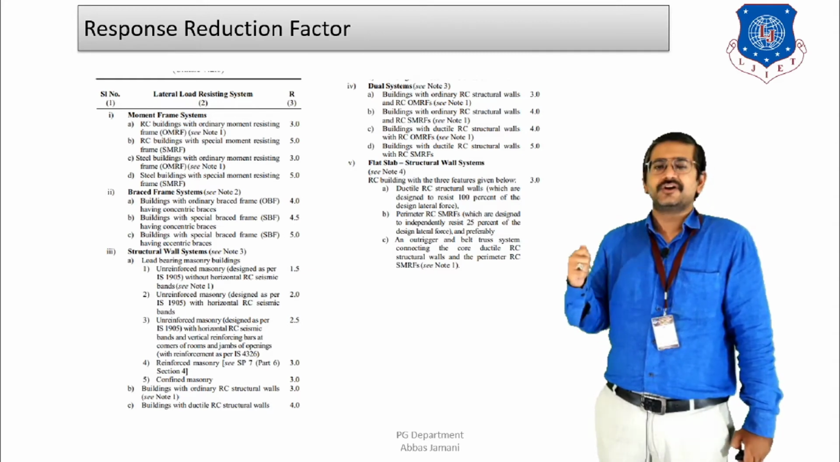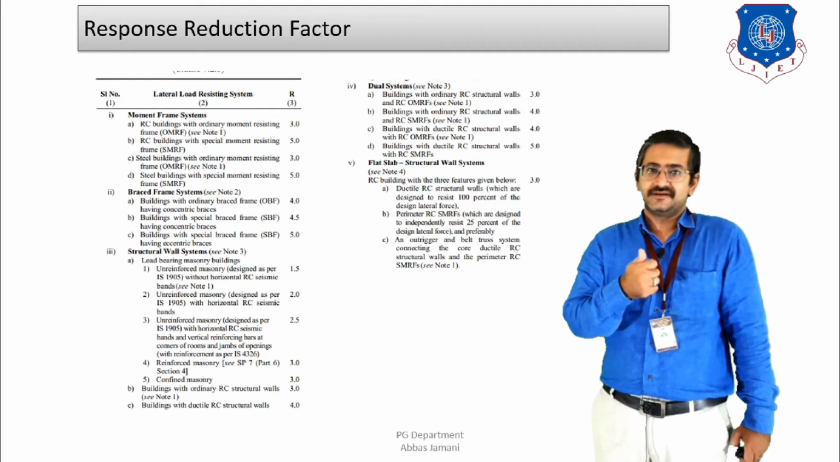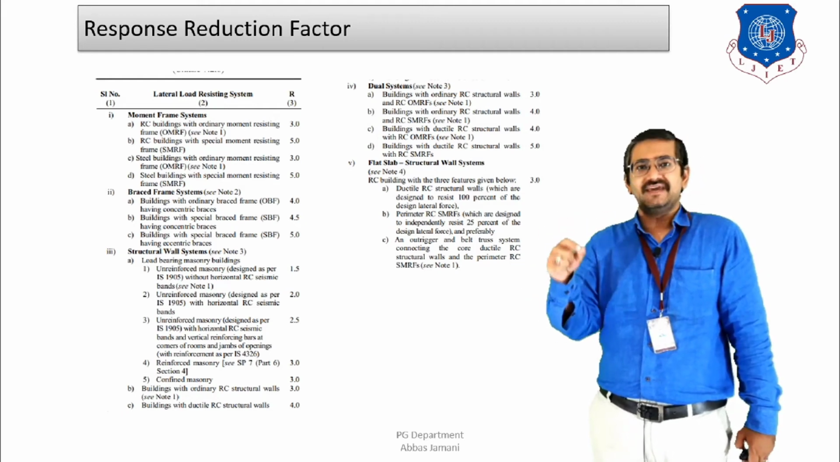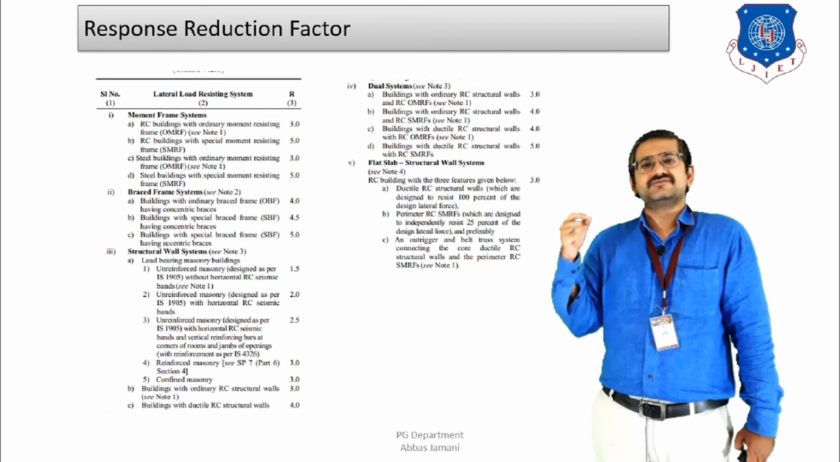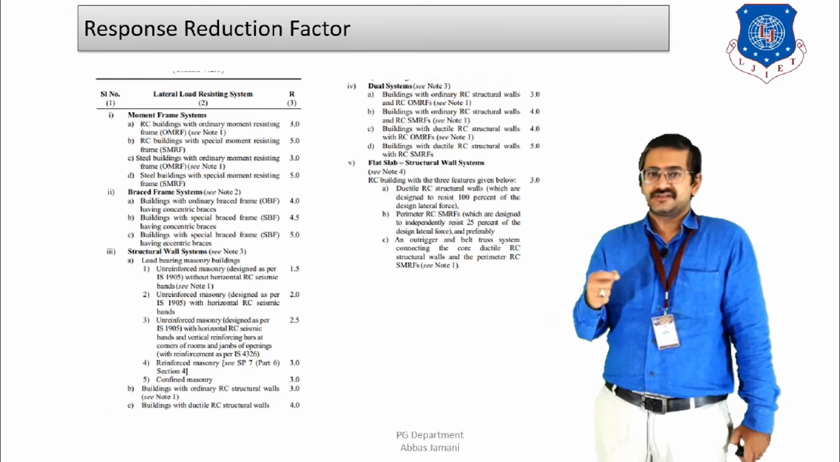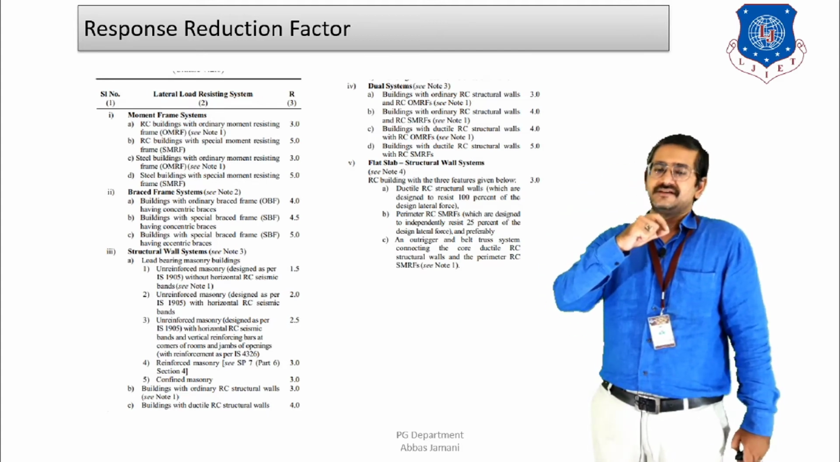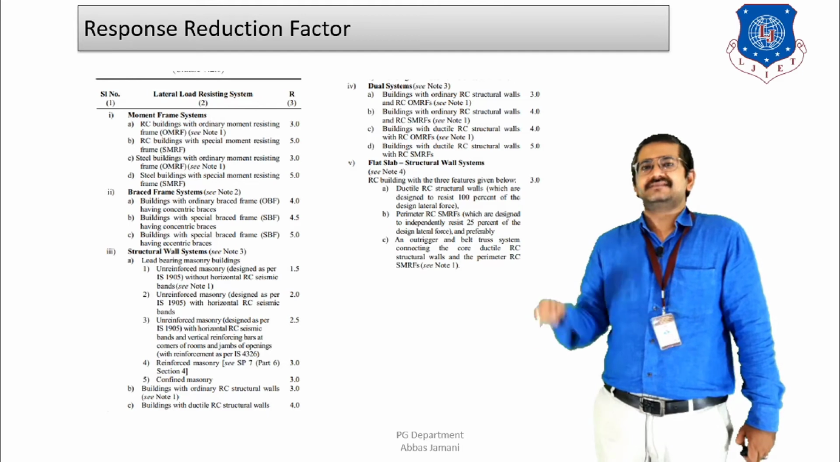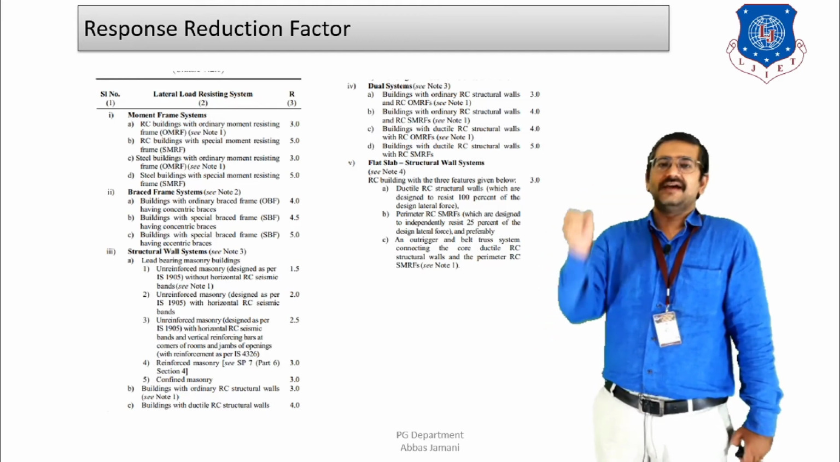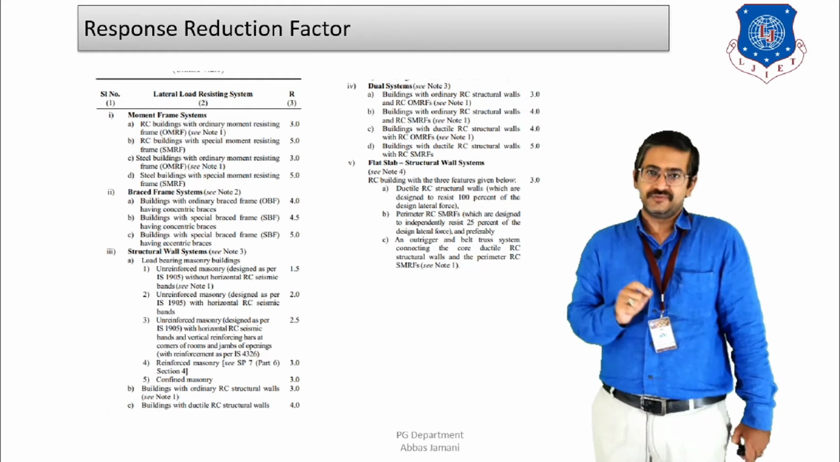So these are all going to be directly related to the value of Ah, and Ah is related to VB, right? Because VB is directly proportional to Ah, and Ah is directly proportional to ZI and Sa by g, and R is inversely proportional, right? So if the value of R is more, then the value of Ah is going to be less. If the value of R is less, then the value of Ah is going to be more, right? And if the value of Ah is more, then at the same time the value of base shear, that is VB, is also going to be more, right?